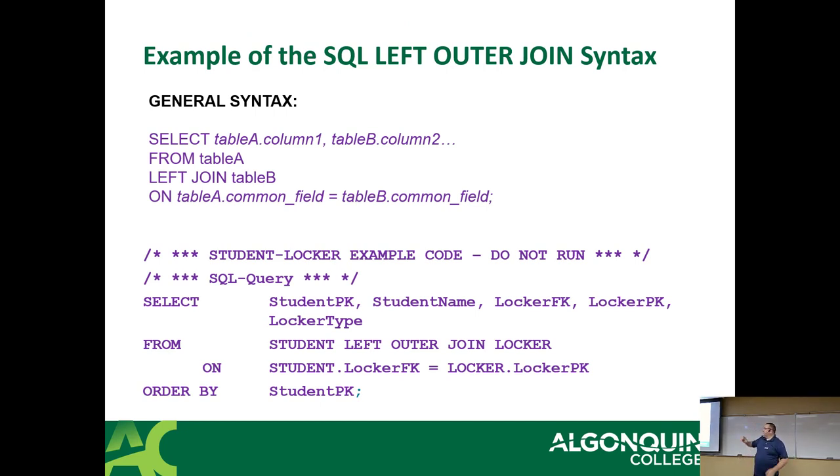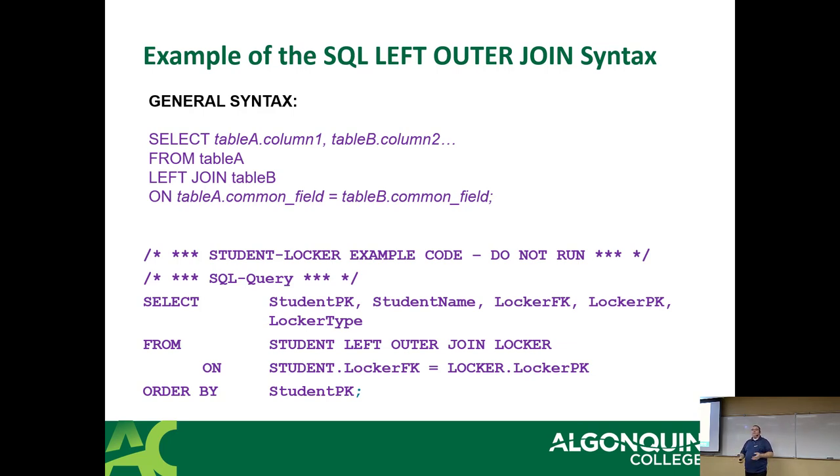So it's going to select the student primary key, the student name, the locker foreign key, the locker primary key, and the locker type from student left outer join locker on the student and locker foreign keys, ordered by student ID. So what it will return, and I hope they actually have data here. No, of course not. It'll return everything from student and any matches from locker. So for example, if I want to pull out the list of students and lockers, and I still want to know the students that don't have lockers yet.